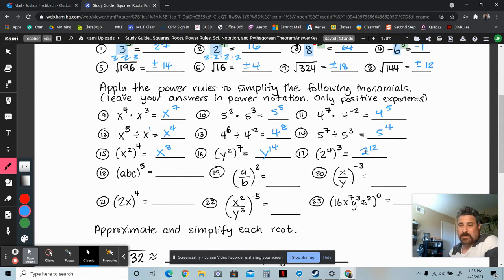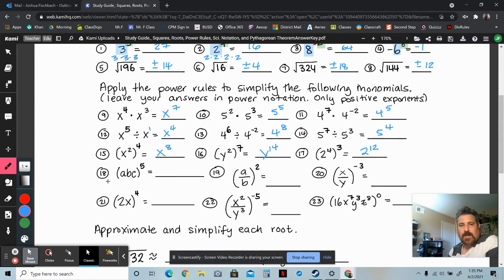Could we figure out what 2 to the 12th is worth? Of course we could, 2 times itself 12 times. But we don't need to because it's okay to leave it in power notation. In appropriate power notation, we don't want negative exponents, so we want to make sure it's only positive exponents. As long as you have the answer with positive exponents, it's in power notation and we're happy with it.